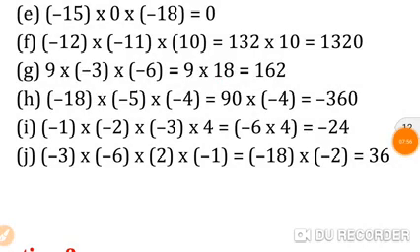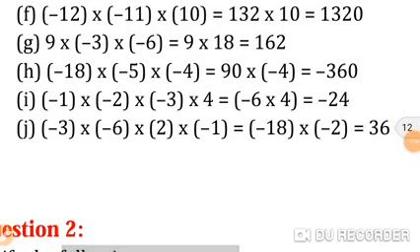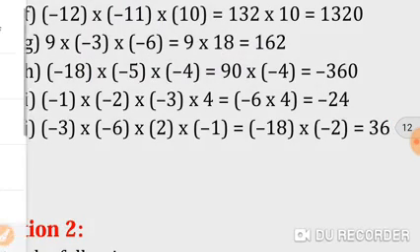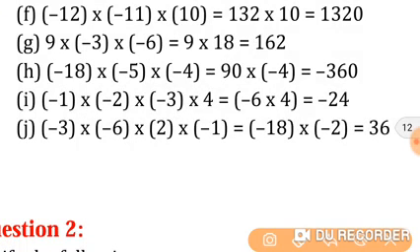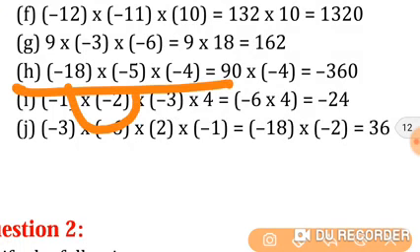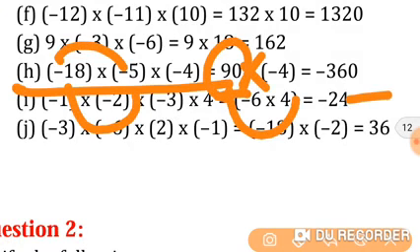So I hope you understand. I'll go hurriedly because you have learned about the multiplication. Then the question H. Here also 3. You can multiply first 2 or second 2. So 18 into 5 is 90. Minus into minus is plus. That's why 90 into minus 4. So 90 into 4 is 360. Plus into minus is minus.